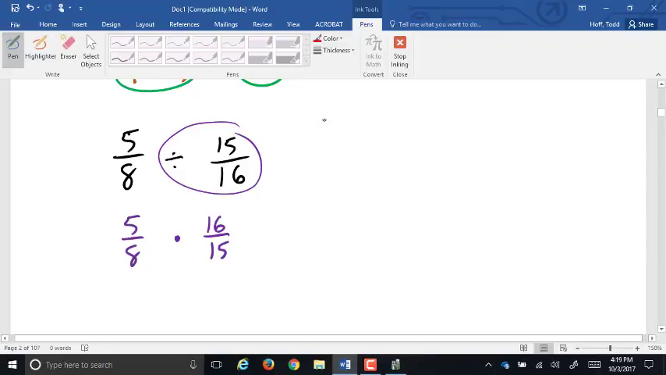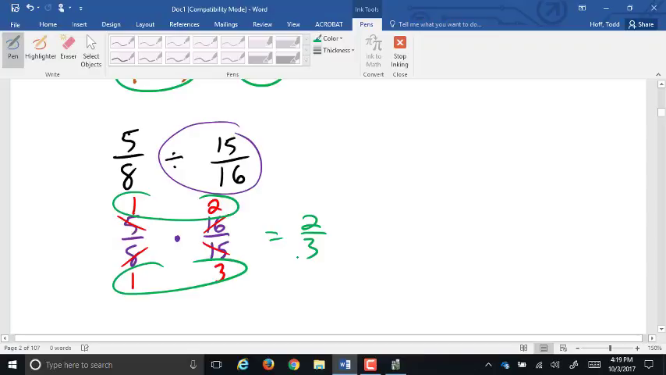Now, since this is multiplication, we can still cross cancel. 5 and 15 both divide by 5. 5 divided by 5 is 1. 15 divided by 5 is 3. 8 and 16 both divide by 8. What's 8 divided by 8? 1. 16 divided by 8? 2. Now we multiply. 1 times 2 is 2. 1 times 3 is 3.